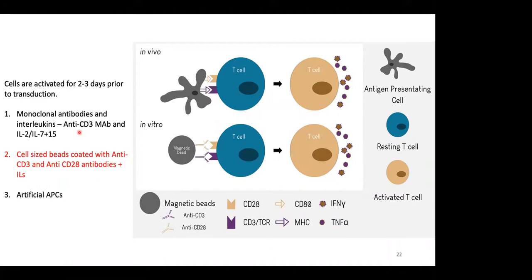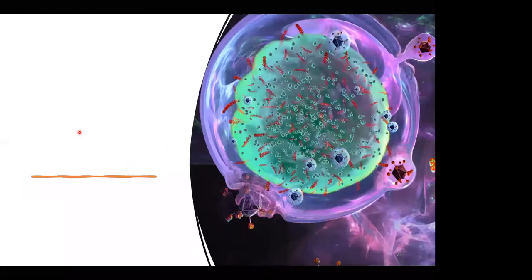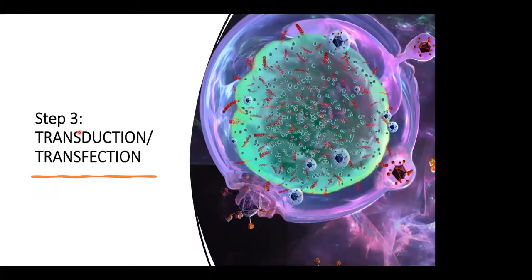Now, we need to do activation because for our next step of transduction or transfection, this would sort of set the background. It'll prepare the cell better to receive the virus. So step 3 would be transduction or transfection. There's always a confusion about these terms. Transduction is when I'm going to insert the gene of my interest using a viral vector. That is called transduction. When I'm using non-viral methods, it is called transfection.